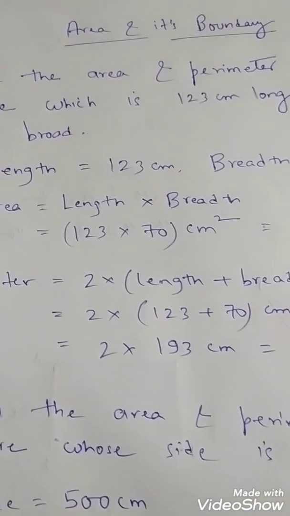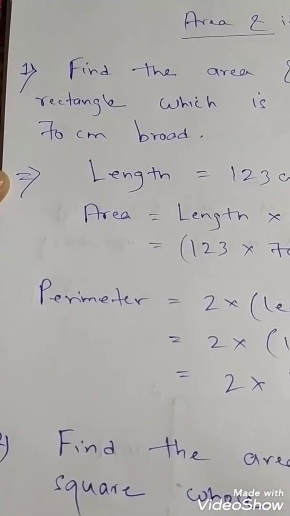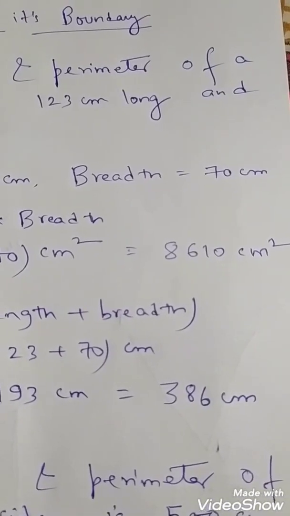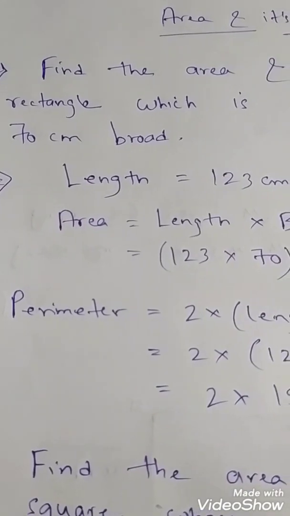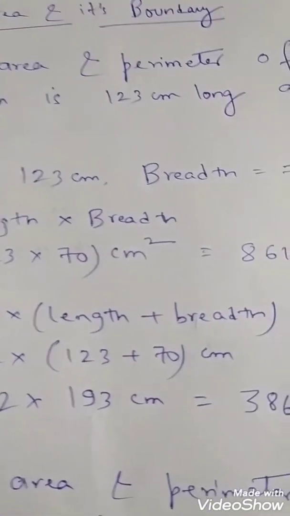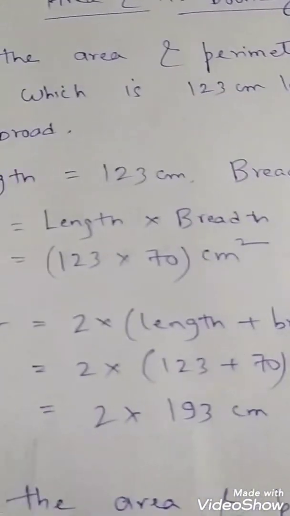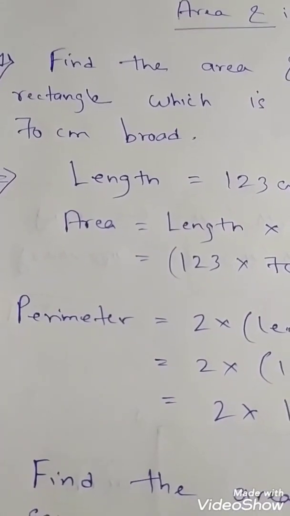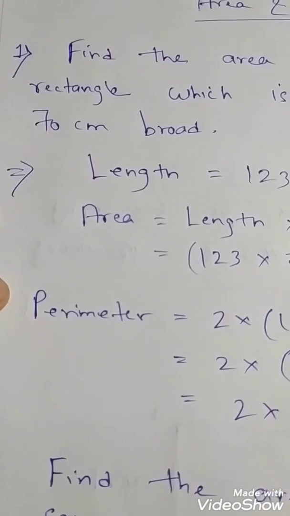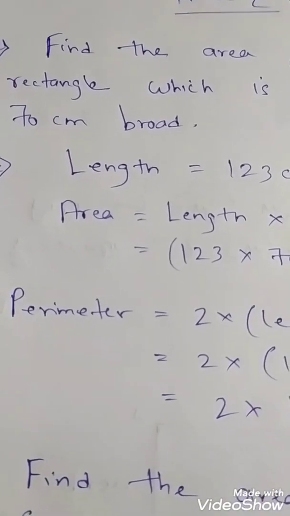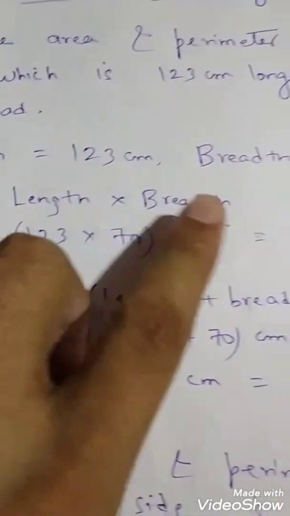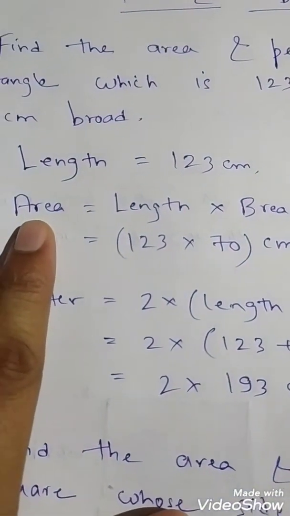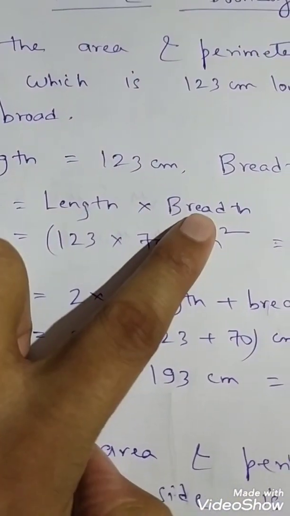So let's start. The first question is: find the area and perimeter of a rectangle which is 123 cm long and 70 cm broad. One rectangle is given, with length and breadth, and you have to find the area and perimeter. Since this is a word problem, you have to write down a statement: length is 123 cm and breadth is 70 cm. It's given. Now the area formula is length into breadth.